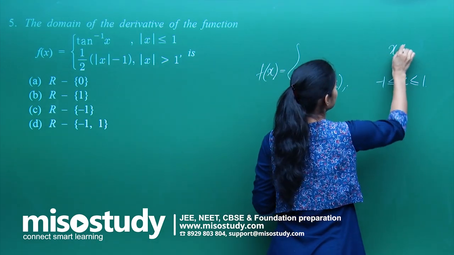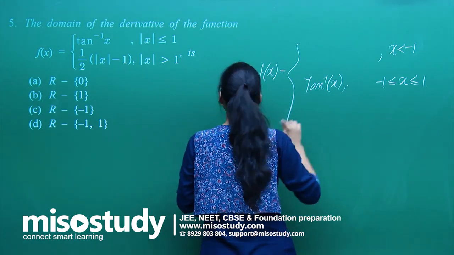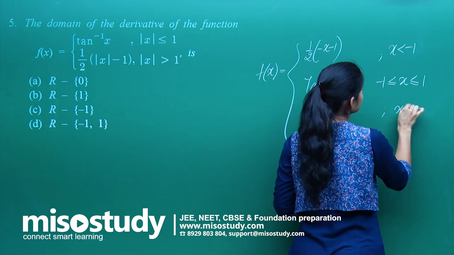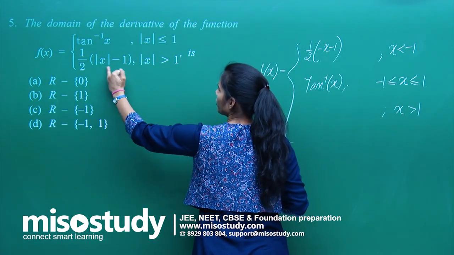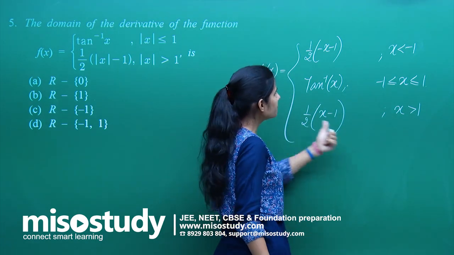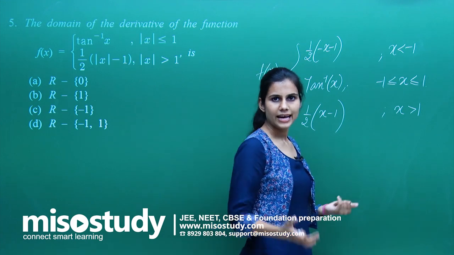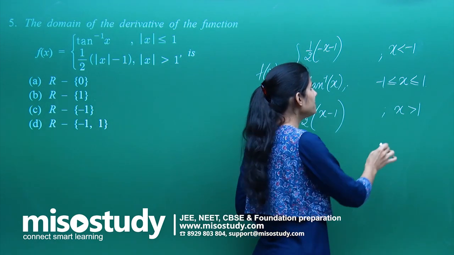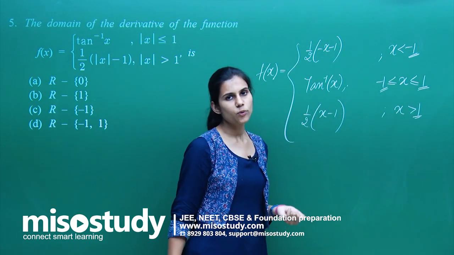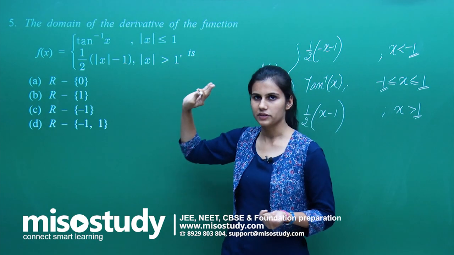When x is strictly less than minus 1, x is negative, so mod x will be minus x. So this definition will be 1 by 2 minus x minus 1. Similarly, when x is greater than 1, that means x is positive, mod x is x, so you get 1 by 2 x minus 1. If you carefully observe individually in these ranges, these functions are continuous as well as differentiable, right? But the problem is at these points, minus 1 and 1. Let's check at these points whether the functions are continuous or differentiable. That is what is going to help us define the domain of the derivative of this function, right?